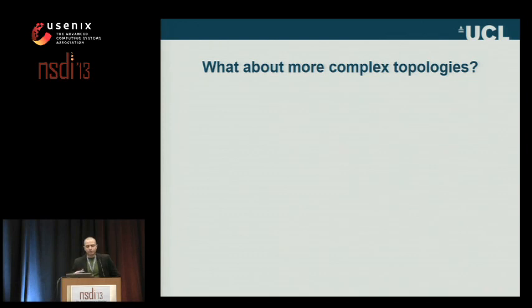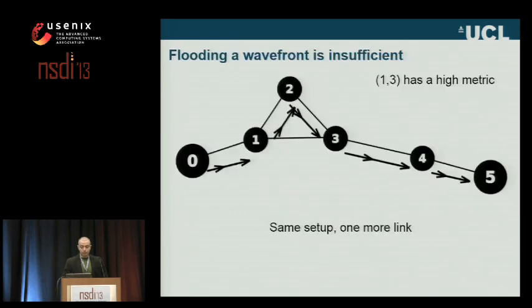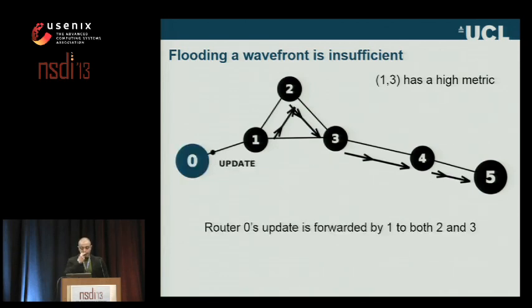And we use this to get basic ordering of updates. Now, this worked fine for the one-dimensional example, but what about more complex topologies? Well, here we have the same setup as before. However, we've added one more link, 1-3. This new link has a high metric and is not used when forwarding traffic. And you can see this from the forwarding paths. So in this case, we have a better update from 0. It will propagate to 1, and then it will get forwarded to both 2 and 3.